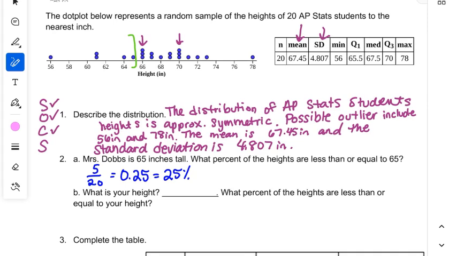So I'm really short. I'm only 63 inches. Then you're going to look at the dot plot. You put yours. Don't put 63 unless you're really 5'3" like me. What percent of heights are less than or equal to your height? Mine would be right here. So count up the dots.